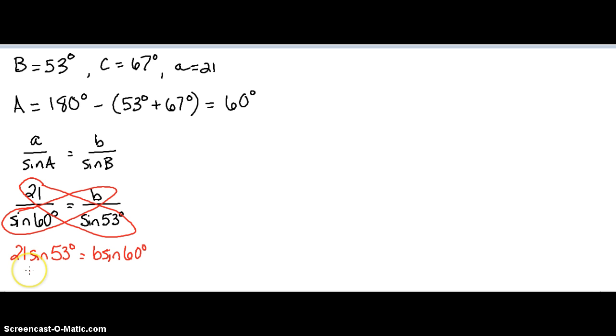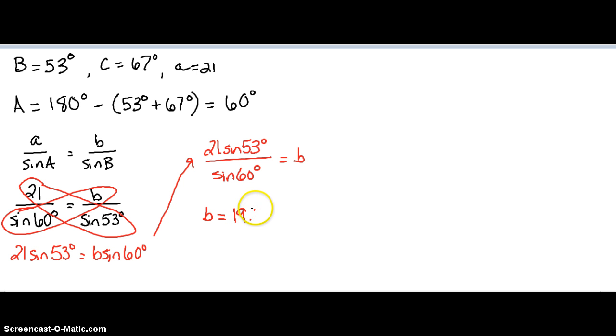21 sine of 53 degrees over sine of 60 degrees equals B. So B is equivalent to, and if you punch this in on your calculator, making sure that you're really careful with your order of operations, we're going to end up with B is equal to 19.37 if we round to the nearest hundredth. So that's our first side that we're looking for.